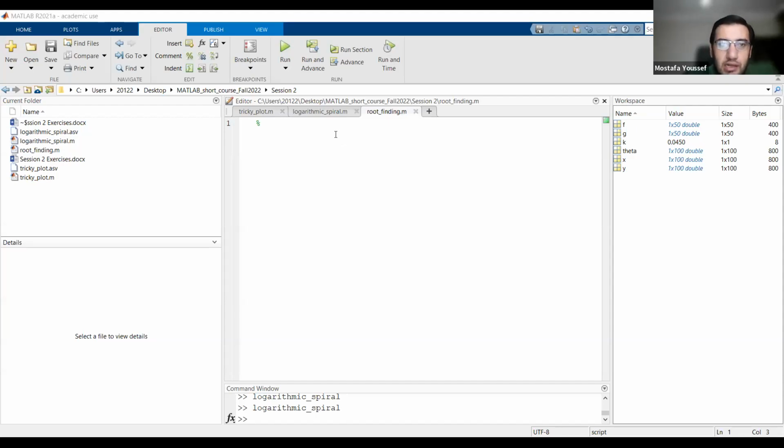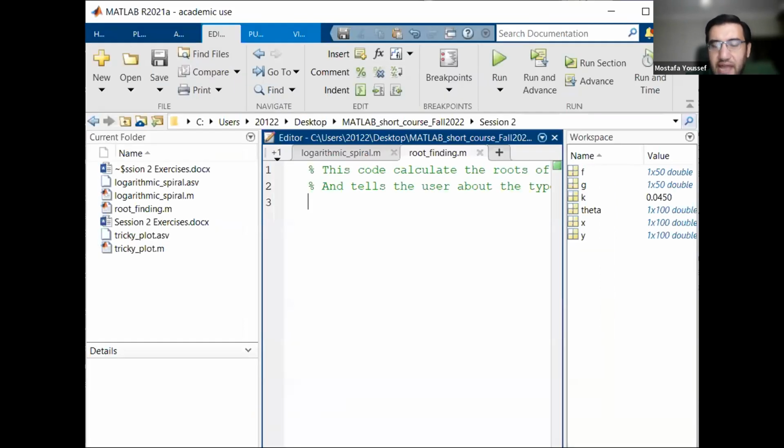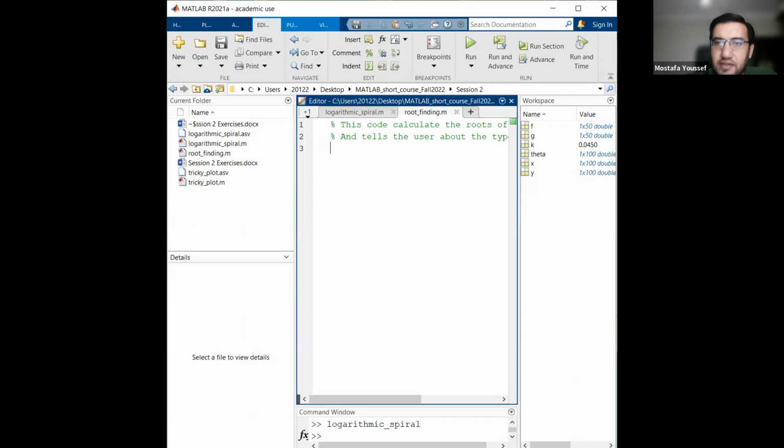So let's write a note here. This code calculates the roots of a second order polynomial and tells the user the type of roots. We actually learned this, so the algorithm is clear. You want to read the A, B, C, you want to calculate the discriminant.